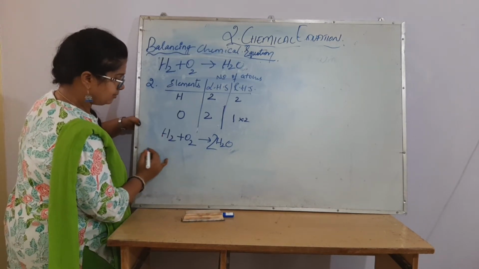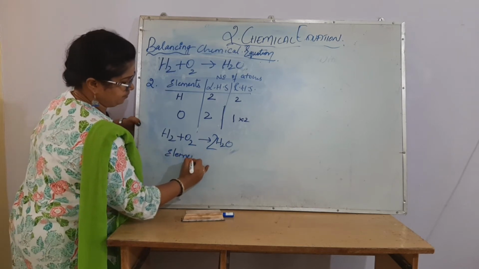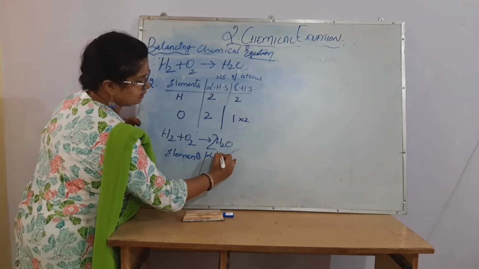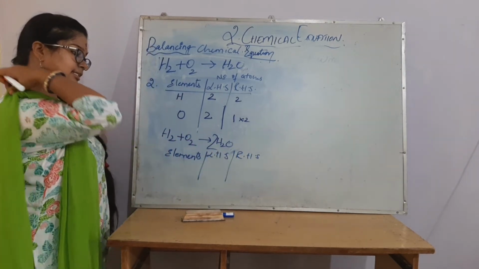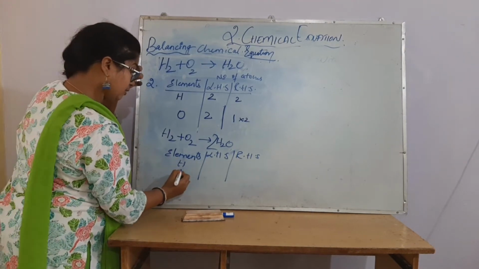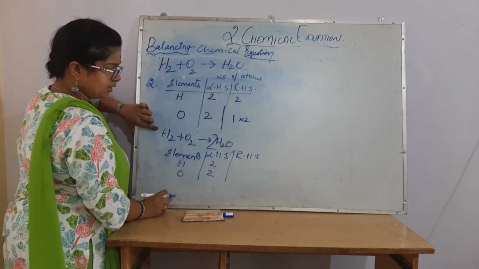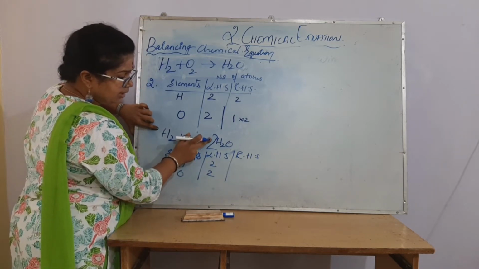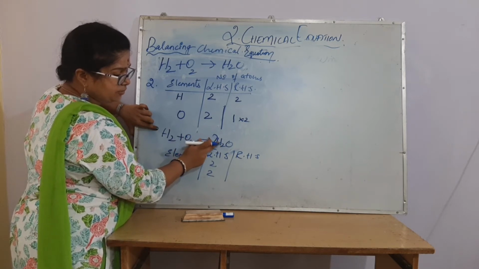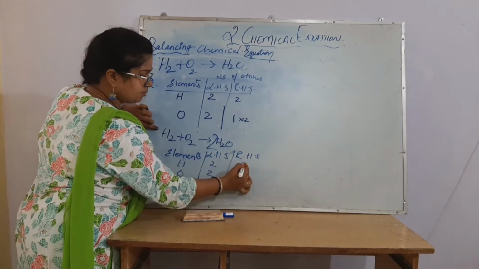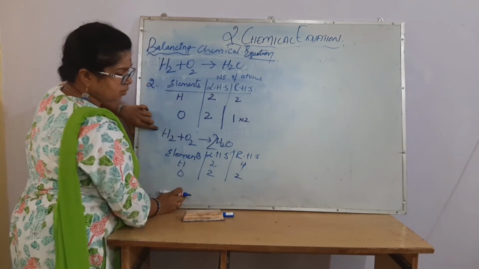Now, again, elements. LHS, RHS. Then write down H, O. Here 2. Oxygen also 2. Done. Hydrogen here, previously it was not there, that's why it is 2. Now it is there, isn't it? We need to multiply this coefficient with this subscript. 2 2s are 4. 2 1s are 2.